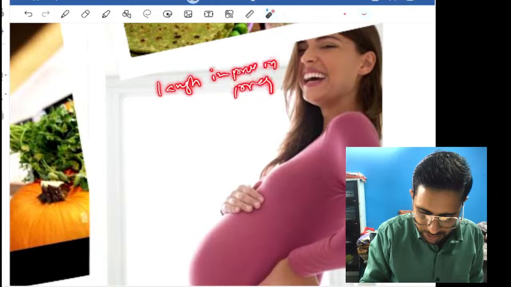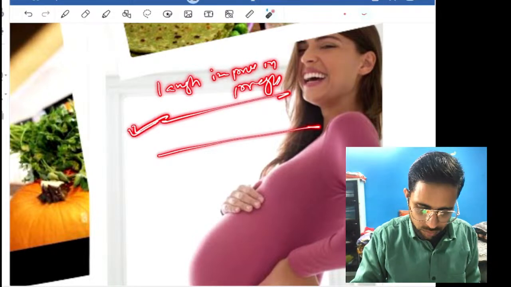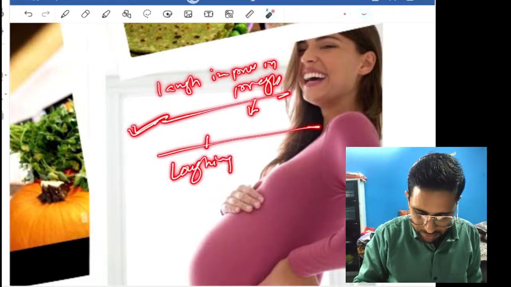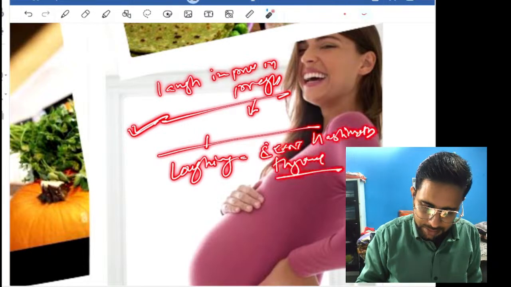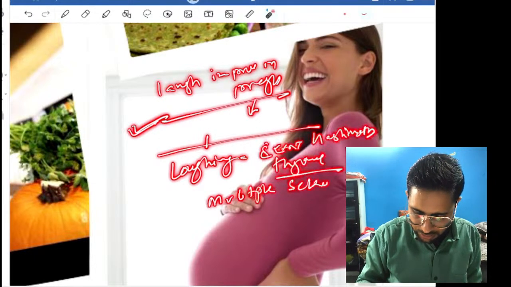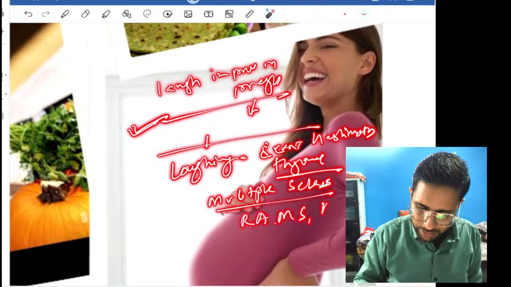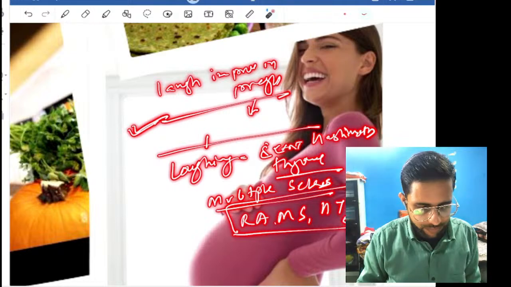Now see this picture, the laughing. Laughing improves in pregnancy. As you see, these pregnant women are very happy and their laughing skill improves. What is the meaning of this laughing? Tell me in the chat box. Laughing means hasna. Hasna means Hashimoto thyroiditis. And this miss means multiple sclerosis. So multiple sclerosis, RA, and Hashimoto thyroiditis, all these conditions improve in pregnancy.